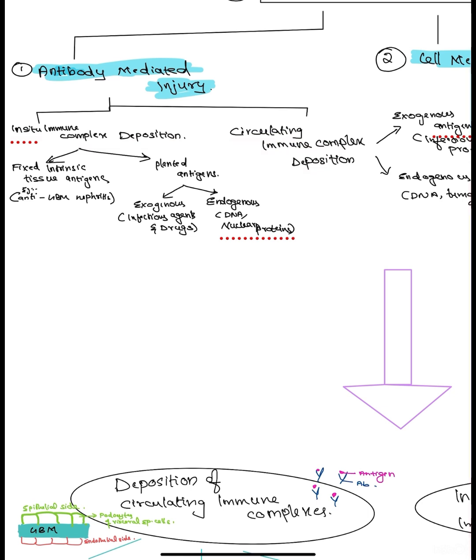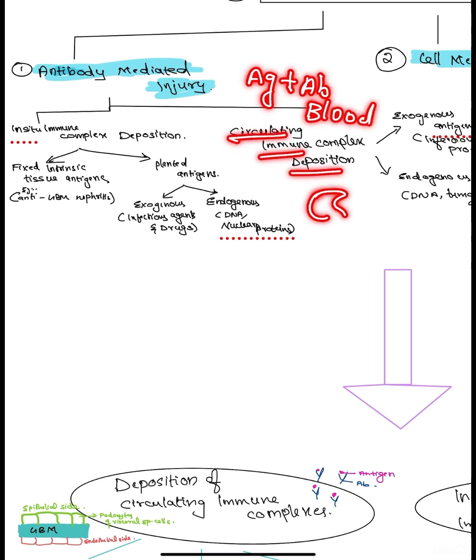So circulating antigen is present due to any infection or other responses. Antigen and antibody complexes are formed in the blood. These circulating immune complexes get deposited in the kidney.